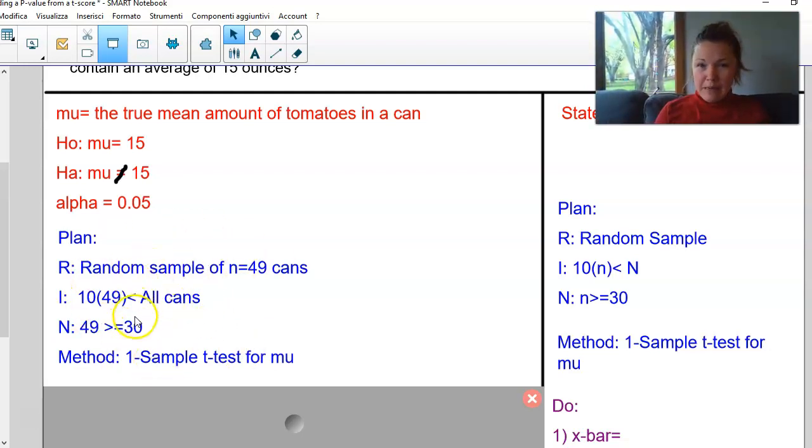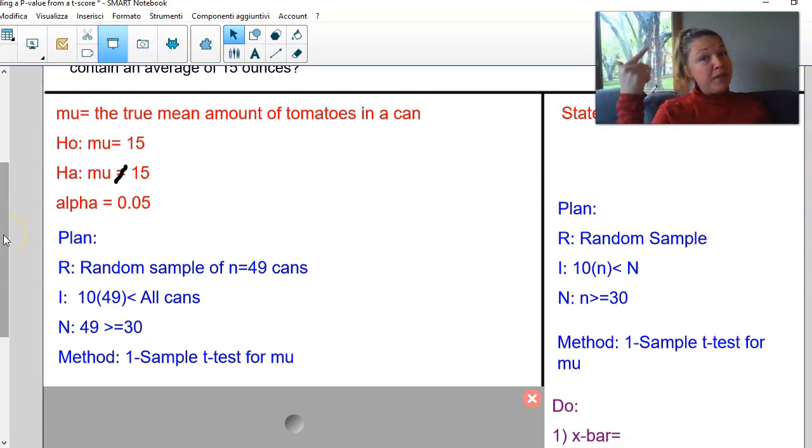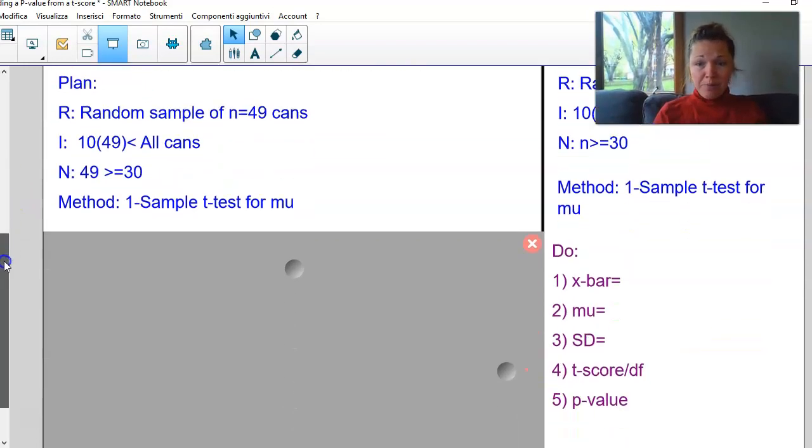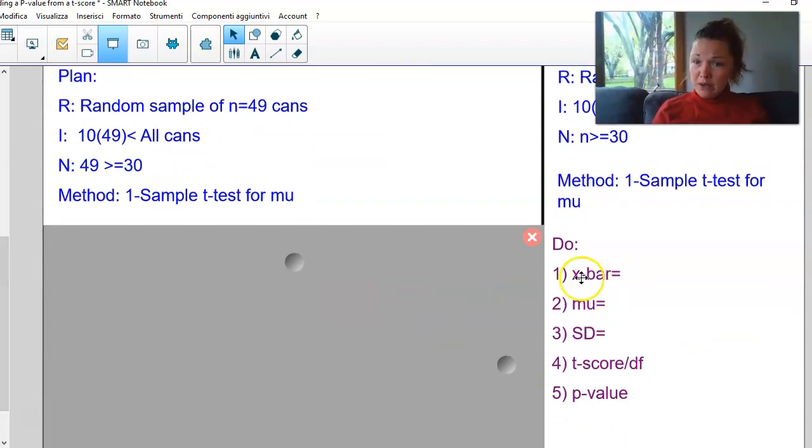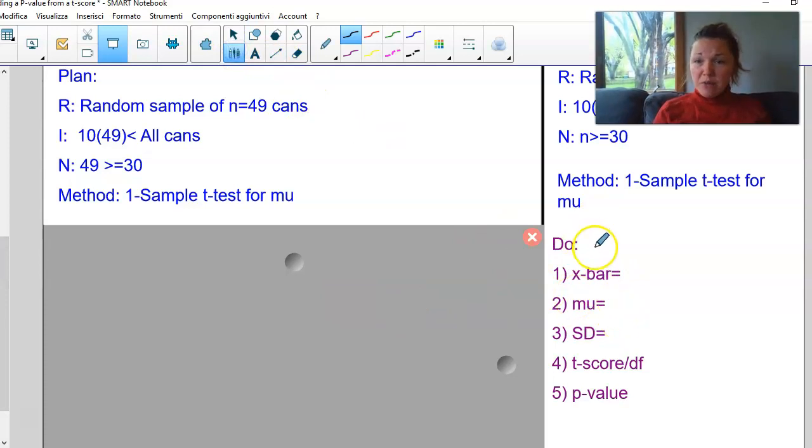Here's everything that we need, and now we can use this procedure. Okay, do, state, plan, and now we're at the do, okay? And the do is similar steps to that z-test that I taught you guys a couple weeks ago. So step 1, we're gonna look for that X bar, and you can write that out like that, okay?